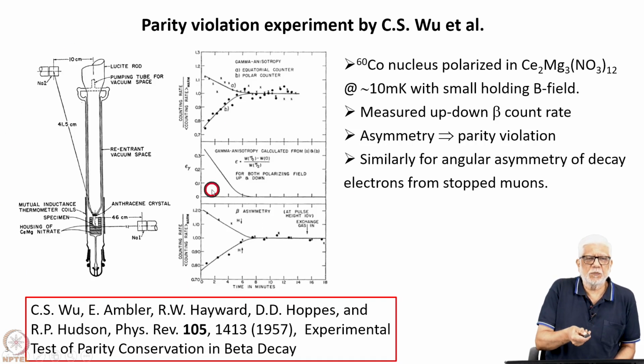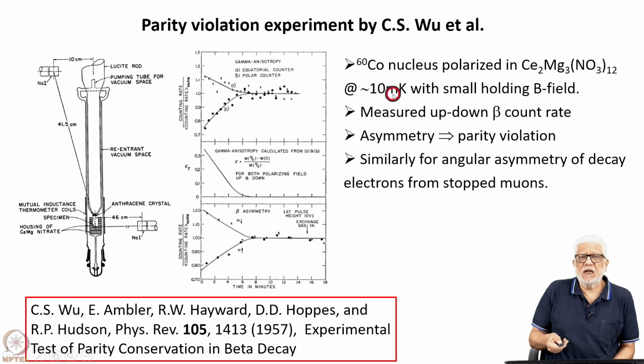So, this is the setup that was used, and this involved of course making the source. It involved putting it in a cryostat at 10 millikelvin. This was done, by the way, you might note, in 57. So, it was quite a challenge in those days. And then to have a detector look at this for asymmetry.